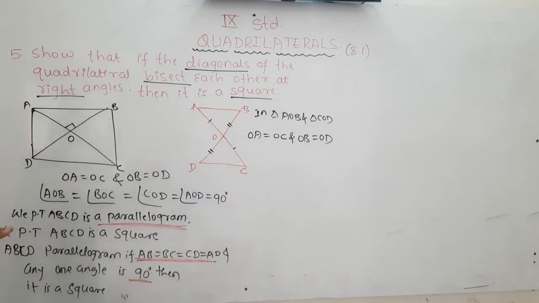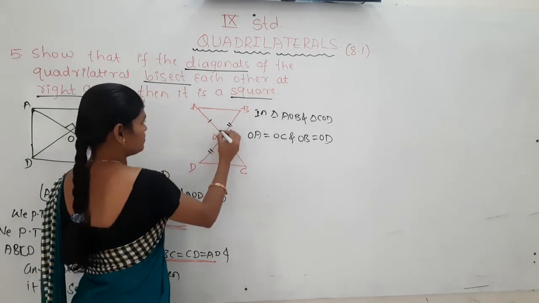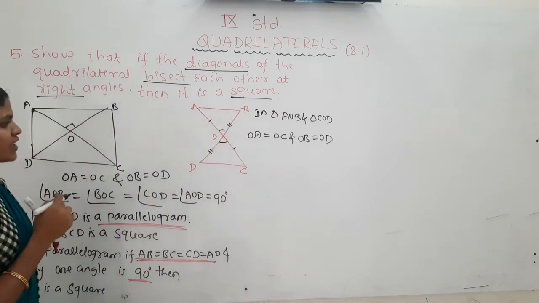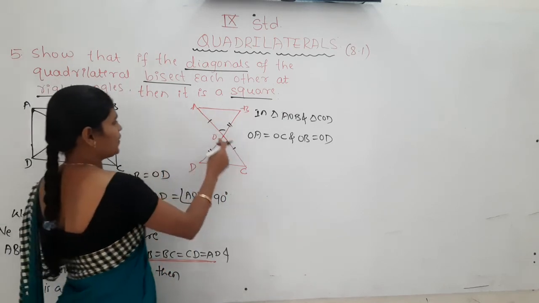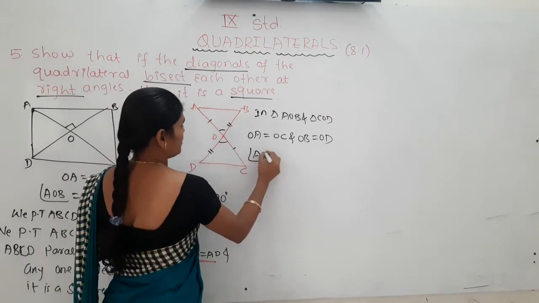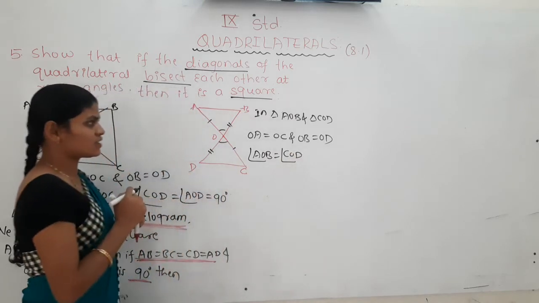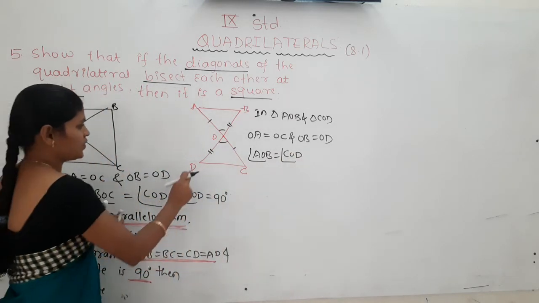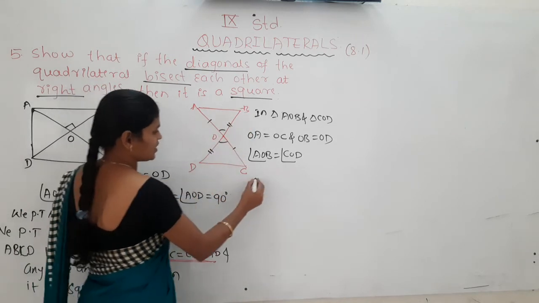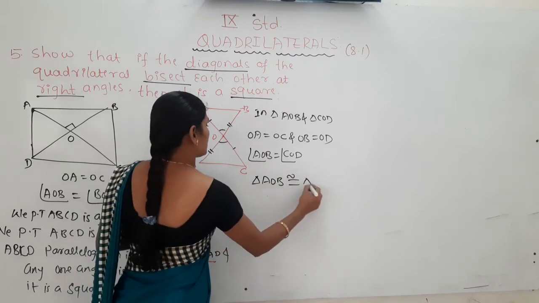And just observe here, even these two angles are equal. Yes or no? Angle AOB is equal to angle COD. Why? Because they are vertically opposite angles. Then we can conclude triangle AOB is congruent to triangle COD.